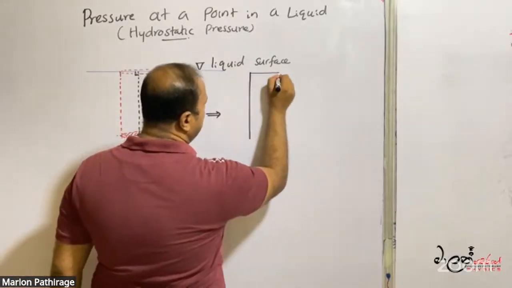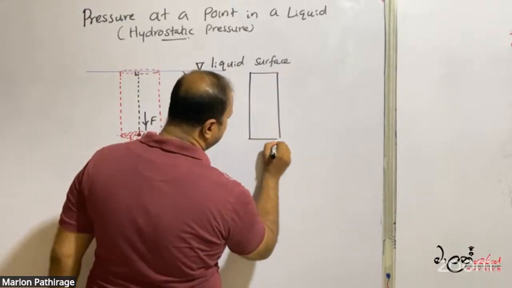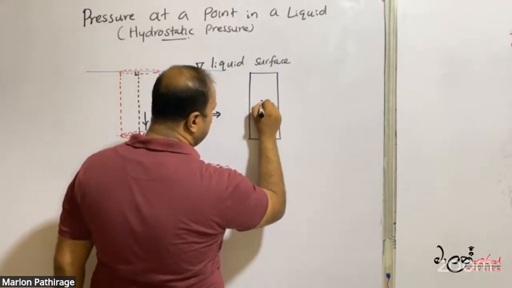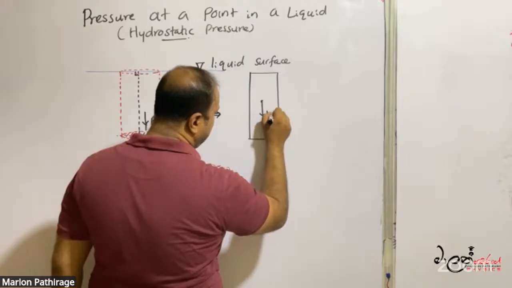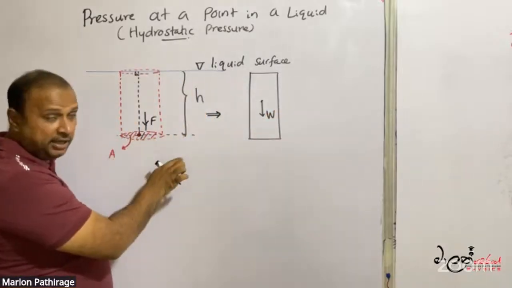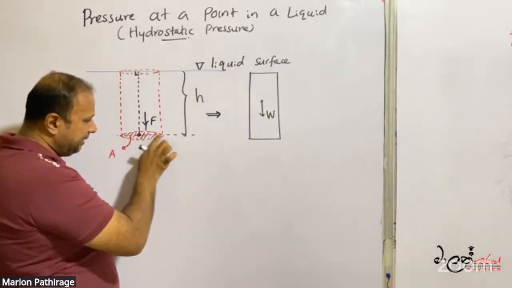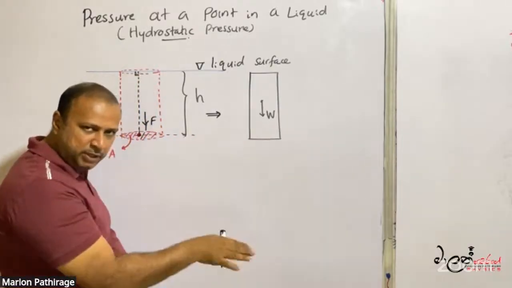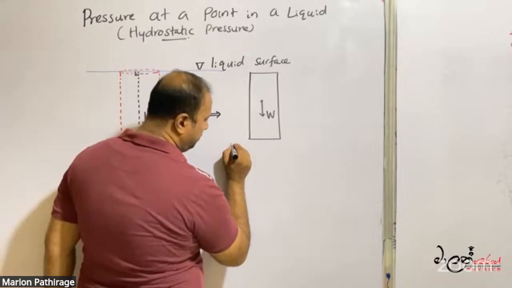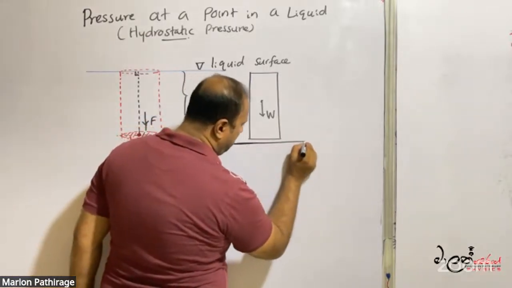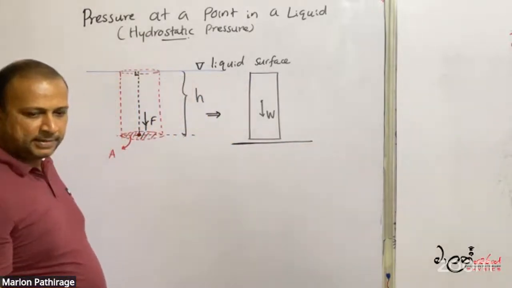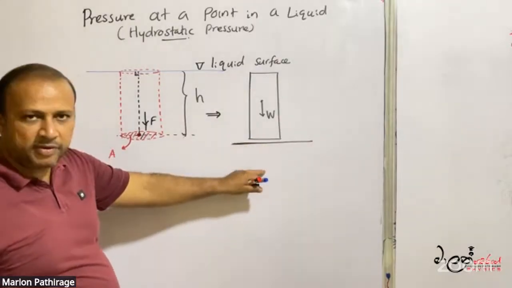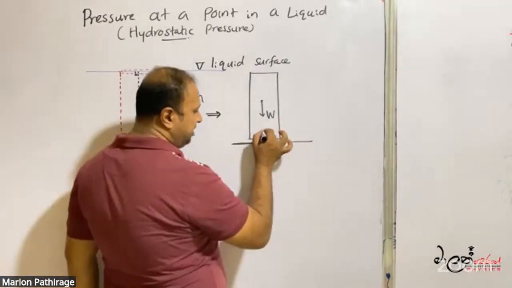So this is my cylinder. This is the weight of the water cylinder. And this surface is in contact with the surface below. Therefore, definitely there's a contact reaction between them. So this is the contact reaction.